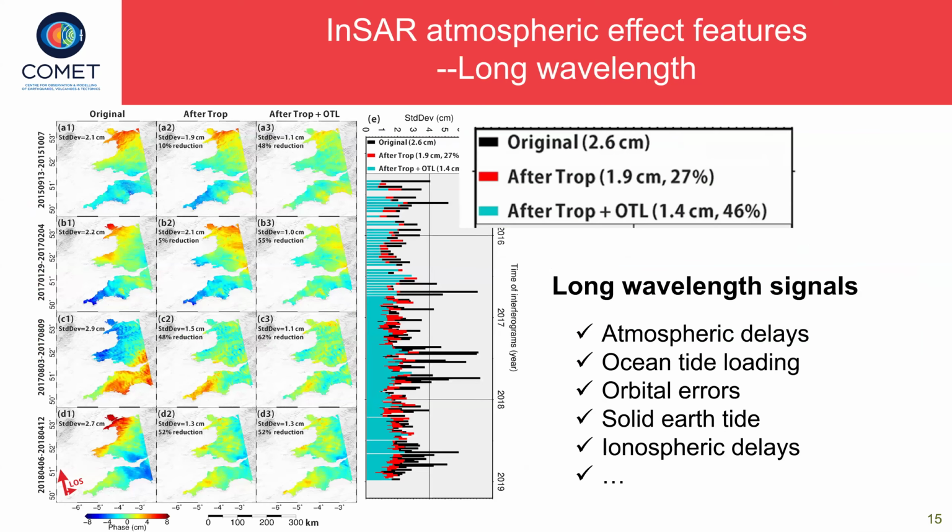The long wavelength effect is not only from atmospheric delay. There are many other error sources that can cause it, including, for example, ionospheric delays, which are quite similar to the tropospheric delay, and ocean tide loading errors, orbital errors, and solid Earth tides. Sometimes, for example in the UK, the ocean tide loading effect can be equivalent to the tropospheric error. In magnitude, they are about 1 to 2 centimeters in time series. So there are many different kinds of long wavelength errors. Tropospheric delay is only one of them.